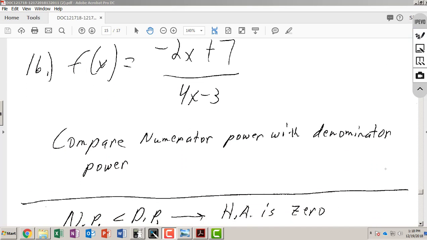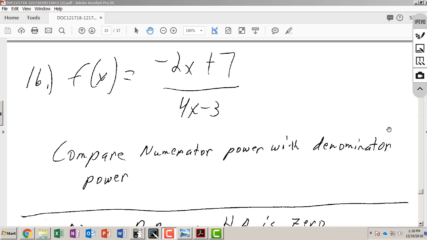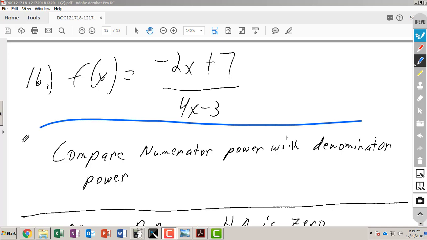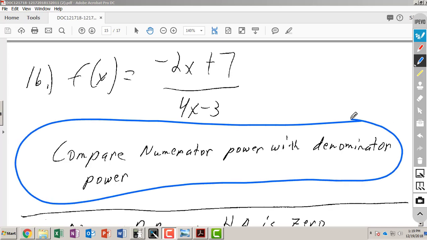On this next problem, number 16, it says I have f of x equals negative 2x plus 7 over 4x minus 3. And it wants me to find the horizontal asymptotes, if any, of the graph of the rational function. So remember, to do that, the rule is you're going to compare the numerator power with the denominator power. So here's my numerator power, which is 1. Here's my denominator power, which is also 1.